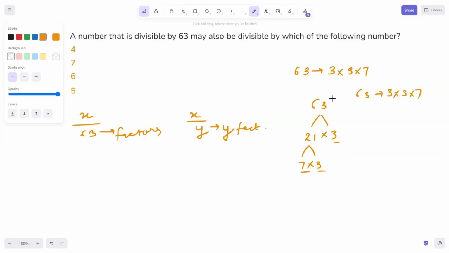So a number which is divisible by 63 will always be divisible by 3, and 3 into 3, which is 9, and that particular number will always be divisible by 7, and 7 into 3, which is 21. So if a number is divisible by 63, it will always be divisible by all these numbers. Okay, so as we can see 7 here, and we already have 7 in our options. So our correct answer will be the second option, which is 7.